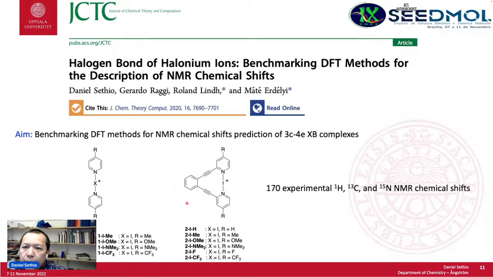So in the first study, we would like to benchmark the DFT methods for the description of NMR chemical shift. The aim of this study is to find the most suitable DFT functional which can describe the NMR chemical shift of three-center four-electron halogen bond complexes. So here we use 170 experimental proton, carbon, and nitrogen NMR chemical shifts to benchmark the DFT functionals.